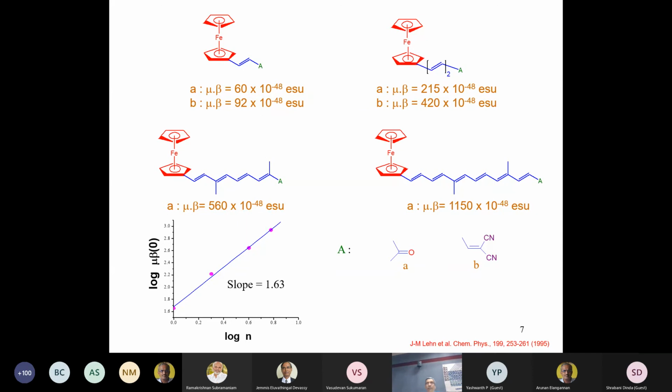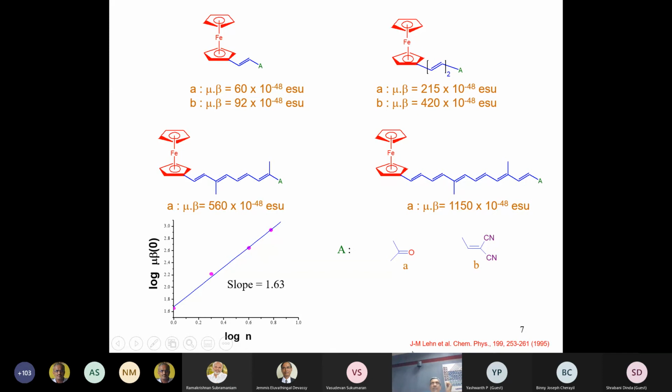So, Allegation and Paresh published this paper. But around that time, Professor Jean-Marie Lane was making these donor acceptor compounds, where he integrated ferrocene as a donor in a carotenoid system. They were measuring the mu beta by the E-Fish technique, which is another technique, but they also found similar correlations.